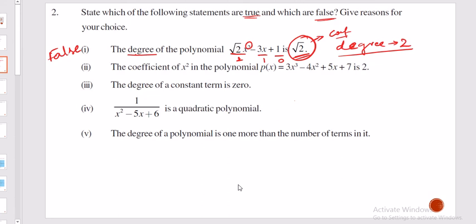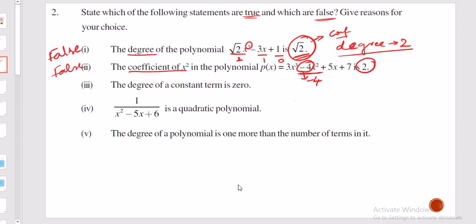Next, coming to the second question: the coefficient of x square. Where is x square? x square is present here. What is the coefficient of x square? The coefficient of x square means the constant which is associated with x square. So clearly, what is the coefficient here? The coefficient is -4. But what has he given? The coefficient is given as 2. So clearly it is a false statement.